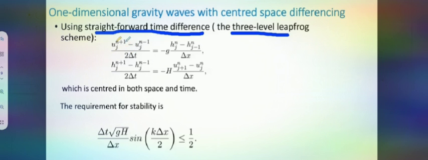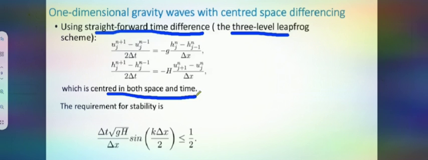See, n plus 1 minus n minus 1 by 2 delta t, for h n plus 1, h n minus 1 by 2 delta t. So therefore this is second order and this is also second order. And in that case, you'll have both time and space discretization using central difference scheme.